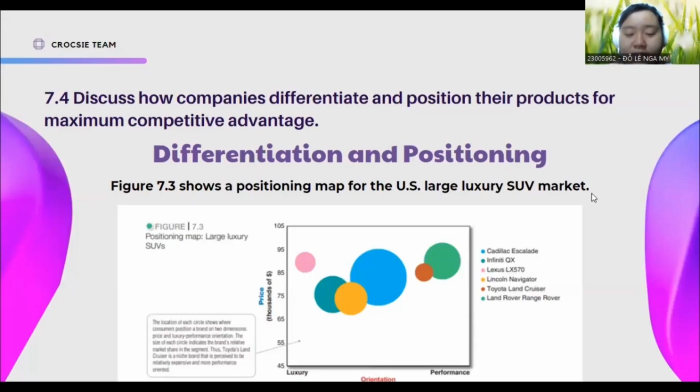We will discuss how companies differentiate and position their products for maximum competitive advantage. First, we will see differentiation and positioning. What is it? Once a company has decided which segments to enter, it must decide on its differentiation and positioning strategy. The differentiation and positioning task consists of 3 steps: identifying a set of possible differentiations that create competitive advantage, choosing advantages on which to build a position, and selecting an overall positioning strategy.